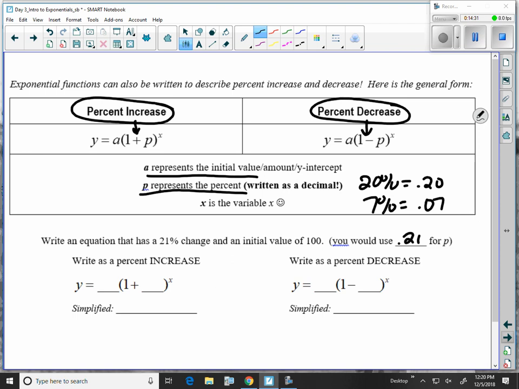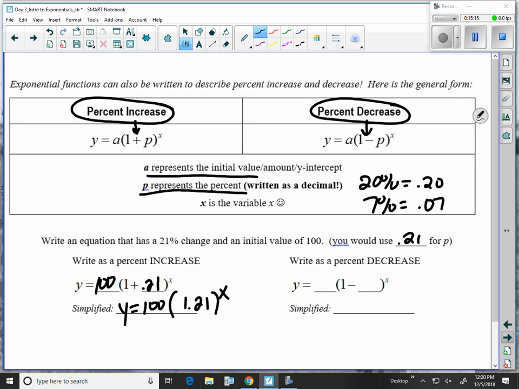Okay, we're going to write percent increase with this scenario. It says write an equation that has a 21% change on an initial value of 100. What's going to go right here? 100. That's our initial value. Okay, what's going to go right here? 0.21. Okay, if I was to simplify that, I would have y equals 100 times, and then 1 plus 0.21 is just 1.21. Yes? You tracking? I just added the percentage, the 0.21, onto 1, because 1 is already in the formula. Okay? And then don't forget your exponential. Yeah, don't forget that exponential.